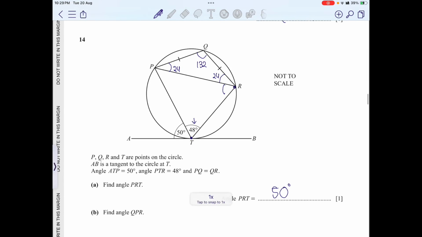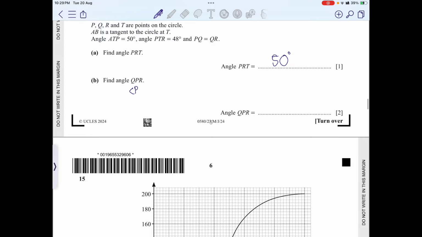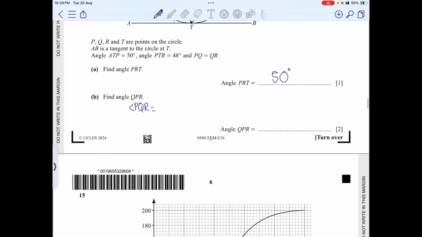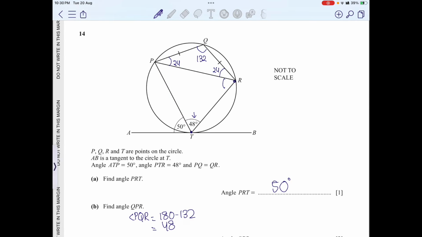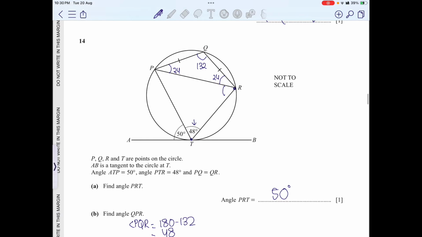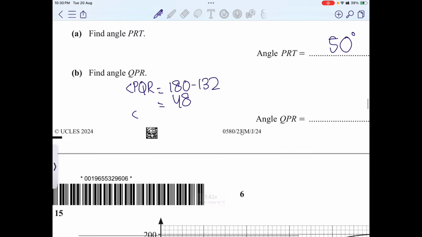To write the proper working, angle PQR would be equal to 180 minus 132, which is equal to 48. So angle QPR is equal to angle QRP, which is 24 degrees.